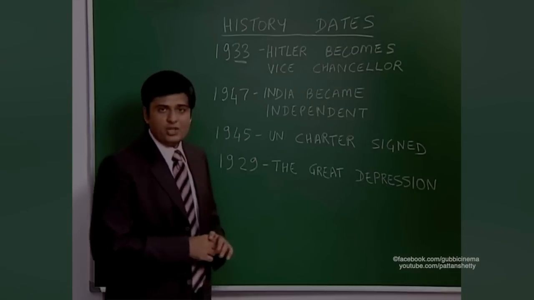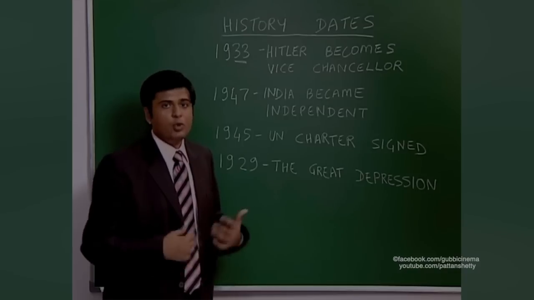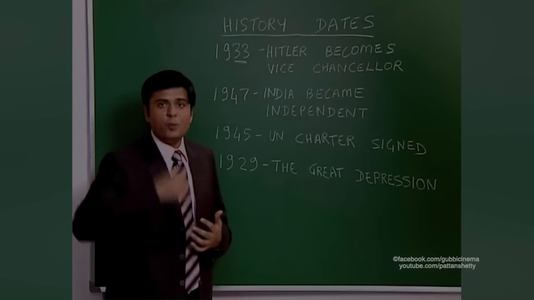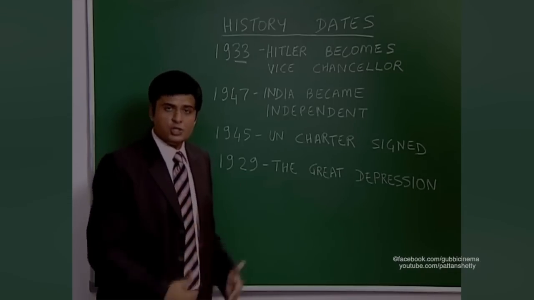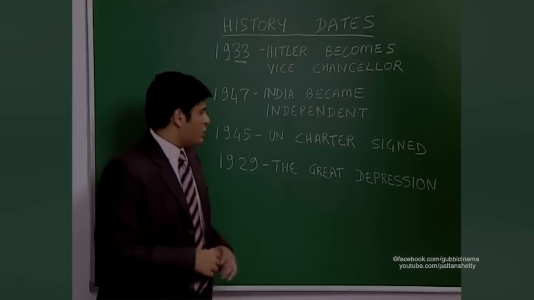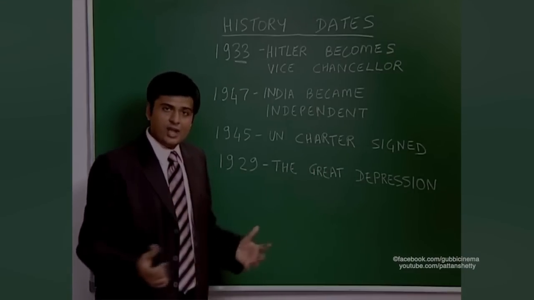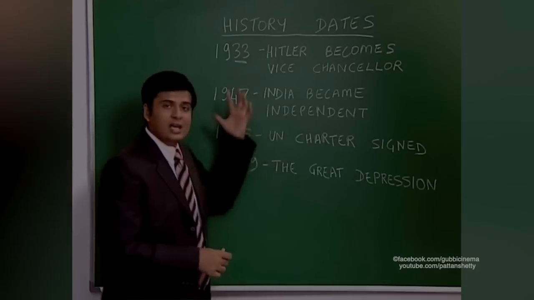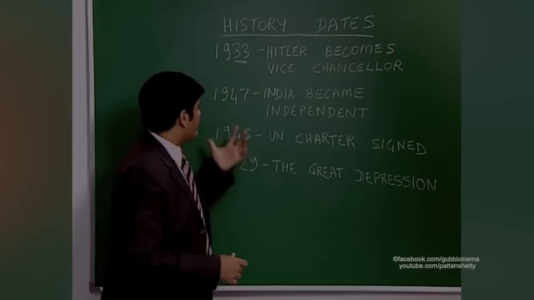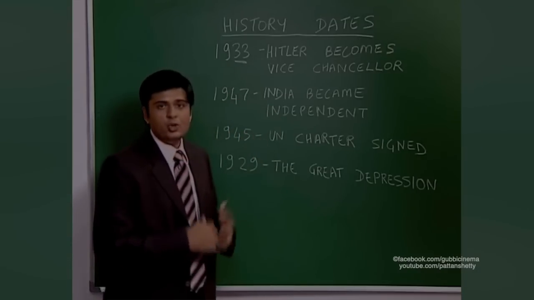And the Great Depression, when it hit our economy, people wore their shoes and searched for jobs in other planets. Shoes is 2, planets is 9. So the Great Depression hit our economy in 1929. Like this, friends, you can remember many dates, events and other places of interest in history using this technique.